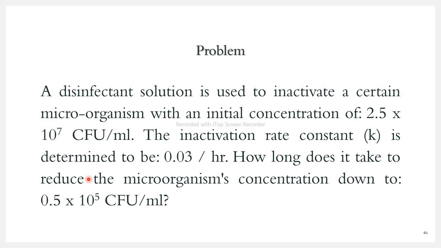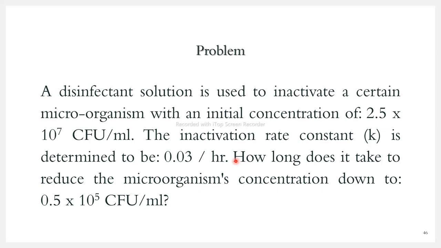So the first problem is: a disinfectant solution is used to inactivate certain microorganisms with an initial concentration. Since the microorganism concentration is given, it will follow Chick's law. The initial concentration is 2.5 × 10^7 CFU per ml, where CFU means colony forming unit per ml. The inactivation rate constant, K value, is determined to be 0.03 per hour.